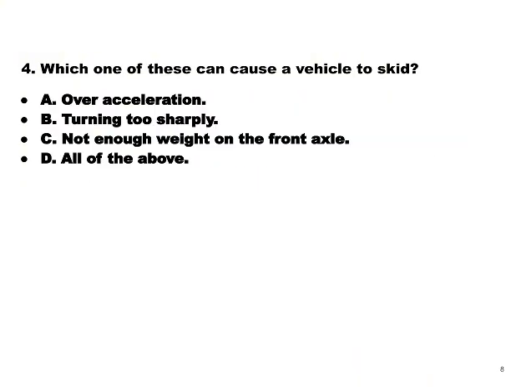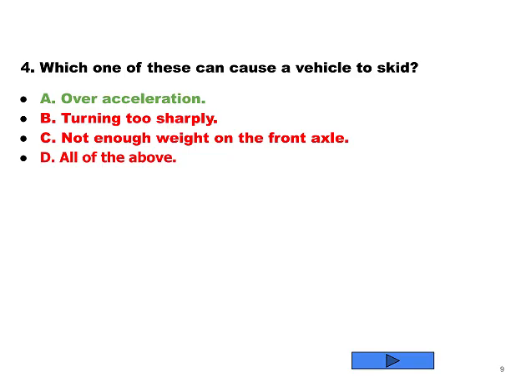Which one of these can cause a vehicle to skid? A, over-acceleration. B, turning too sharply. C, not enough weight on the front drive axle. Or D, all of the above. The answer is A, over-acceleration.